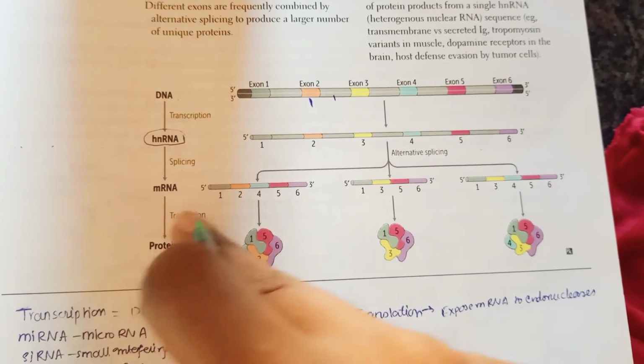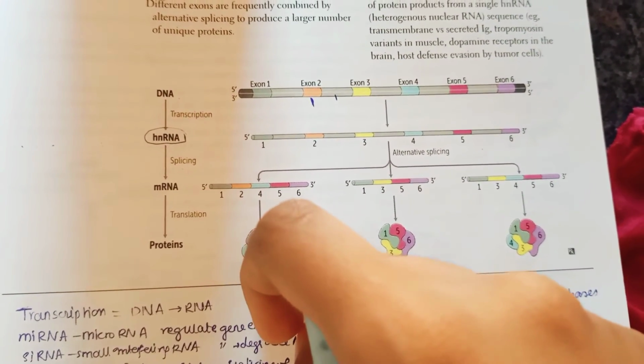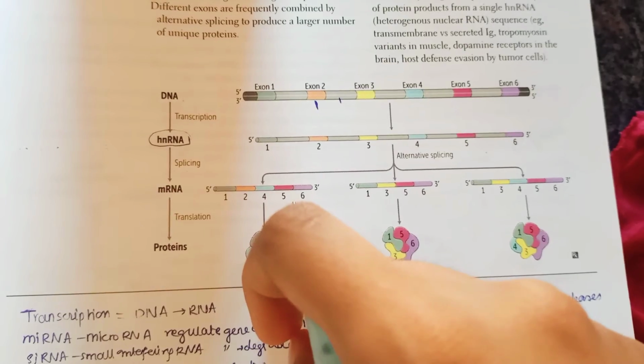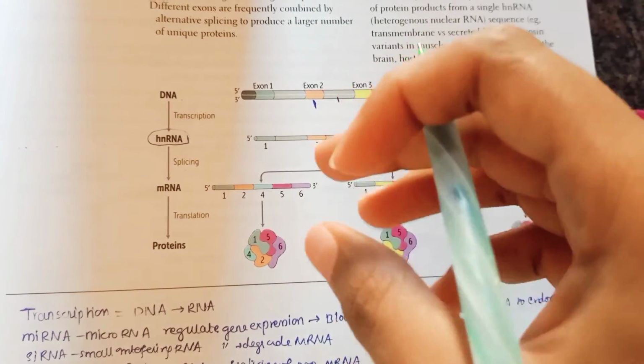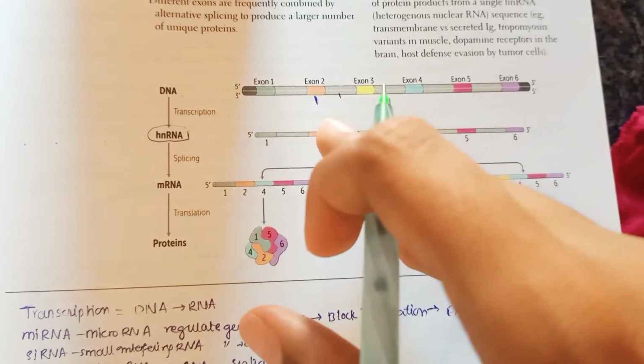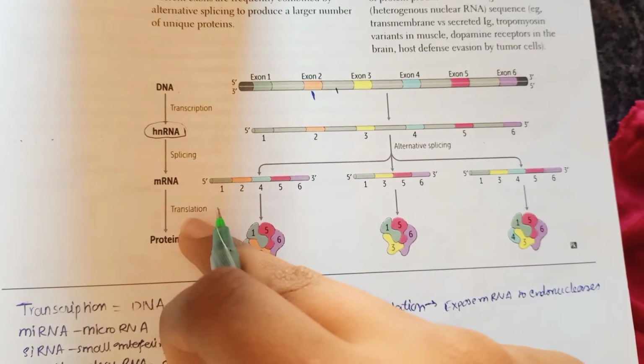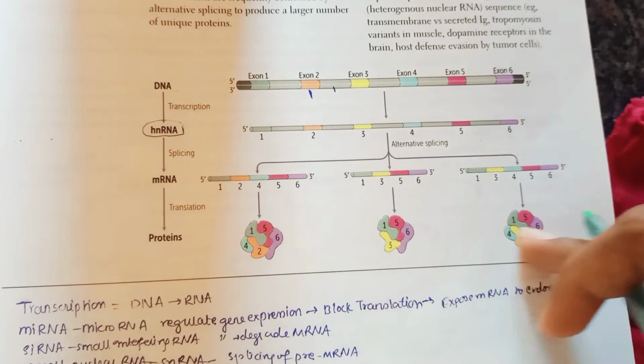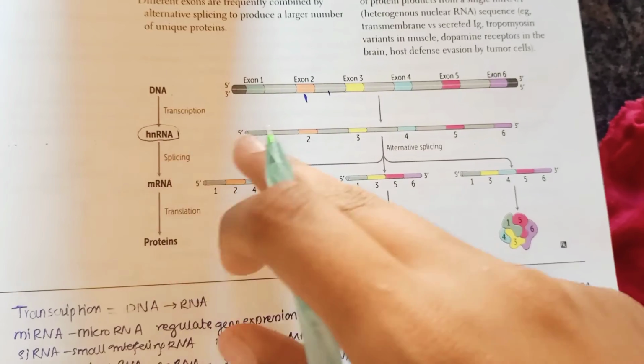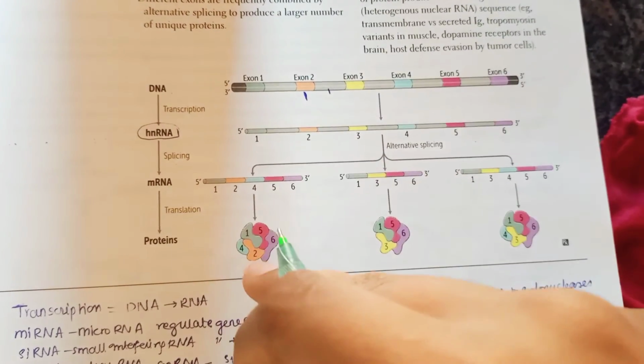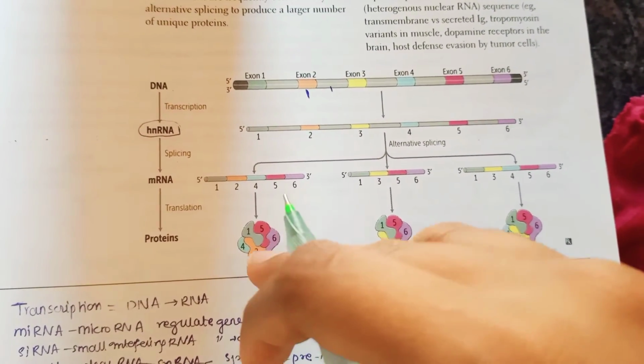So after removal, it will form a pre-mRNA, and after capping and adding a tail and later going into the P bodies, after all those things it will form the mature RNA. After mature RNA, it will undergo the translation process and finally form different kinds of protein. So if you alter the process of splicing, then you can also alter the proteins, right?